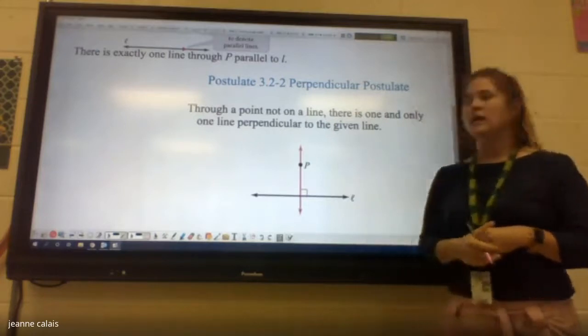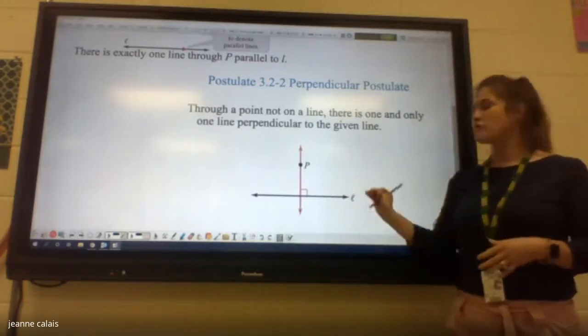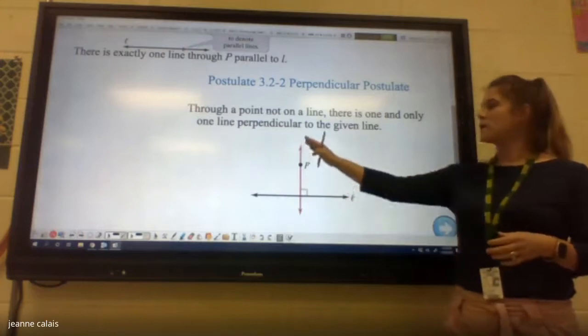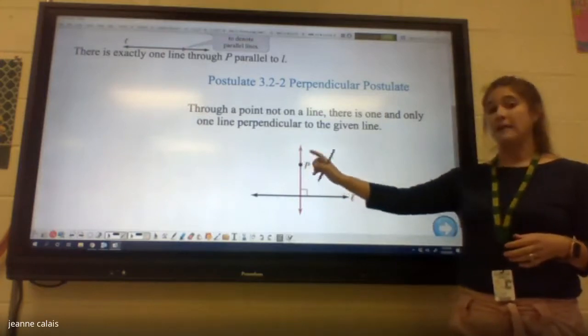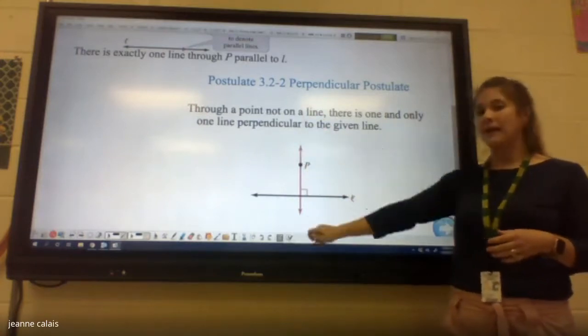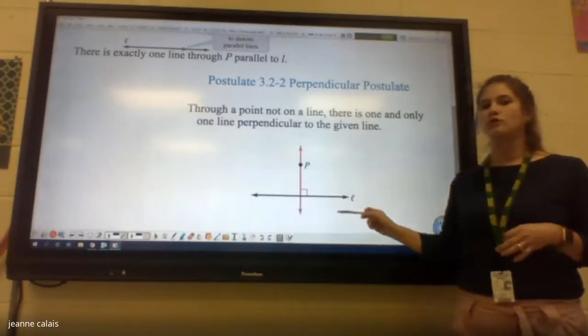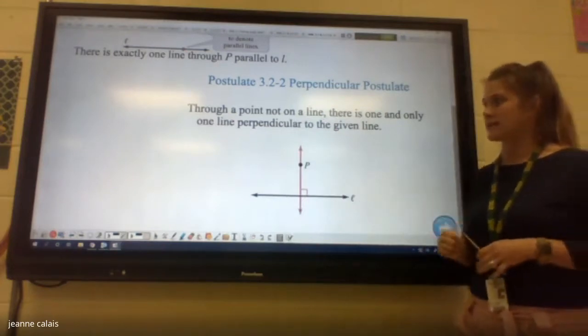Perpendicular postulate, kind of the same scenario. You have line L, and you're given point P. There's only one line that can pass through P and be perpendicular to line L. That's what that is saying.